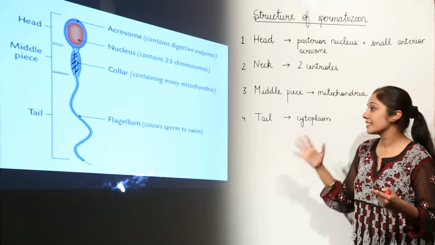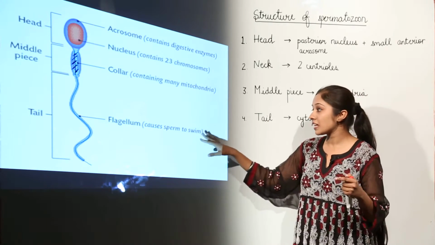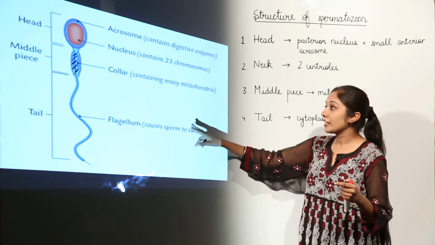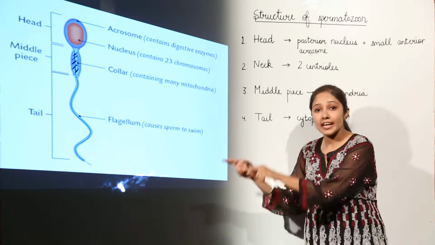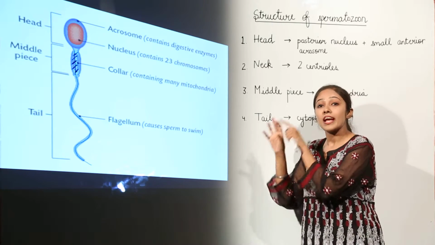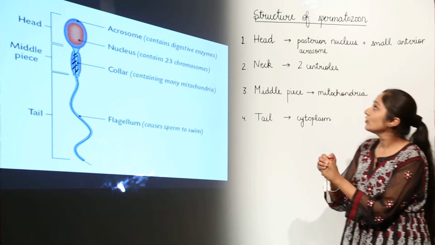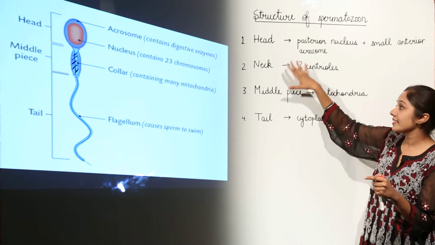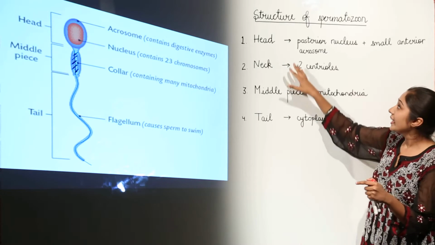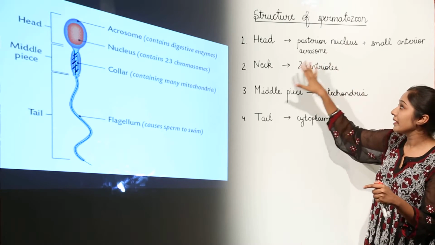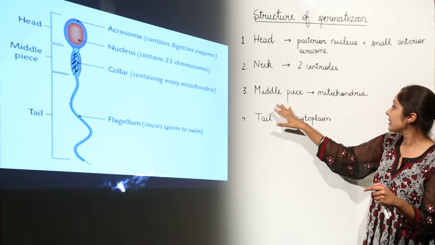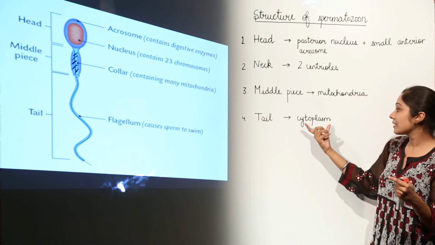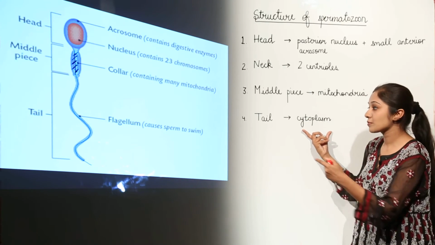Why flagellum? Because it is going to help the sperm to swim by its whip-like movement. So the sperm tail is going to help the sperm to be motile, to move and to reach the egg and to fertilize it. So we remember that we have these 4 regions: head, neck, middle piece and tail. In the head we have the nucleus and acrosome, in the neck we have 2 centrioles, in the middle piece we have mitochondria which is tightly coiled, and the tail is entirely composed of cytoplasm. It is just going to help the sperm to swim.